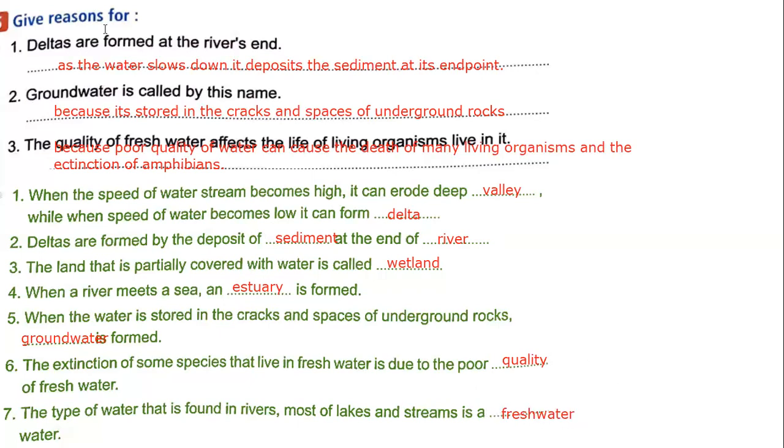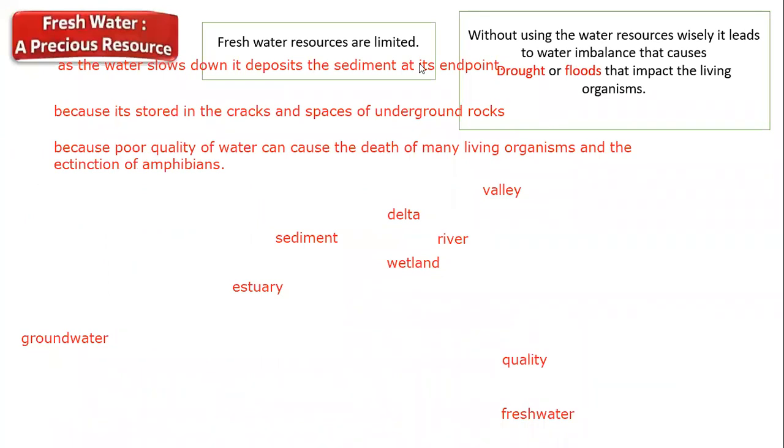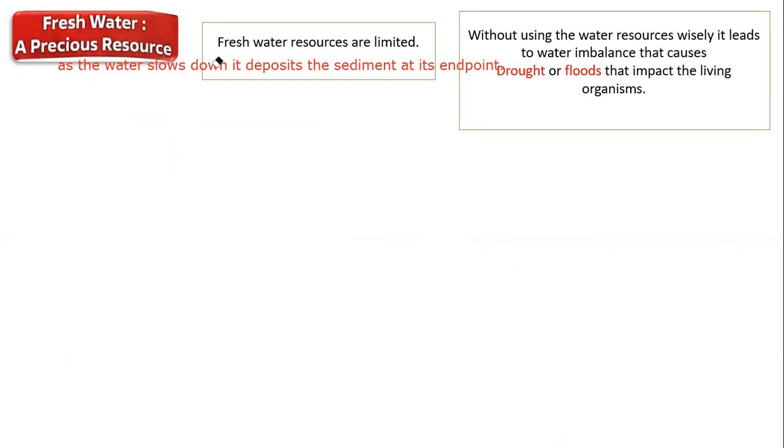Okay, so next point. The second part of our lesson, I try to be short. Freshwater resources are limited. Yes, we know that freshwater forms only 3%. So it is a limited amount of water. So we must conserve this water. So please keep it in mind.